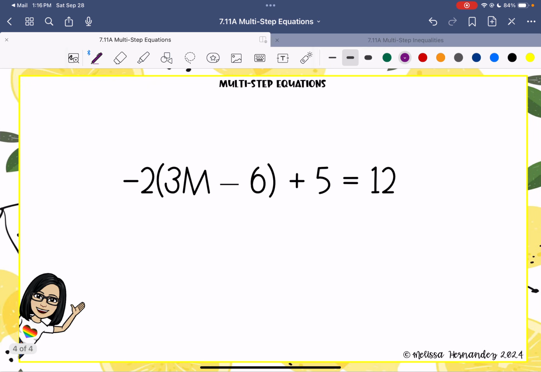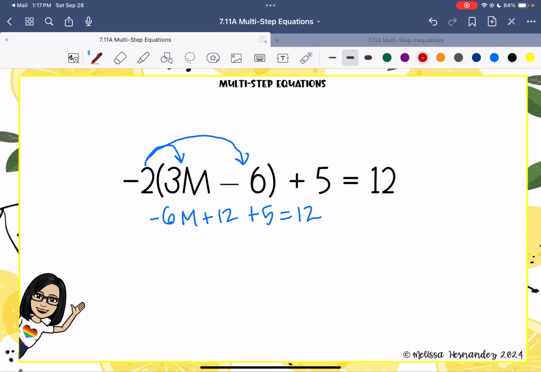All right, for the next example, we still have the same distributive property and we'll combine like terms. In this case, I'm distributing a -2. 2 terms inside the parentheses, so I'll distribute it twice. 3 groups of -2 is -6. -2 times a -6 is a +12. Bring down my +5 is equal to 12.